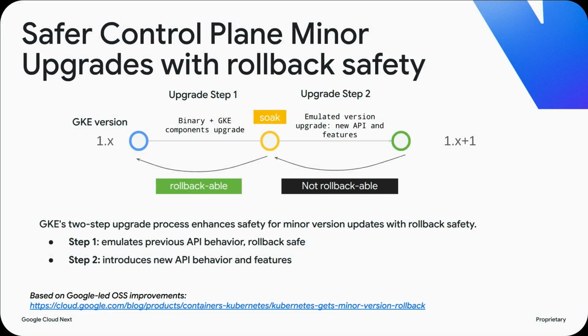So in the first step, we upgrade a binary, and we emulate the previous API behavior. So that is completely rollback safe, and during that time, you can test the performance and the stability of the version. And then in the second step, we activate the new API behavior. So this is also going to be GA soon, and we'll integrate it with our auto upgrades.